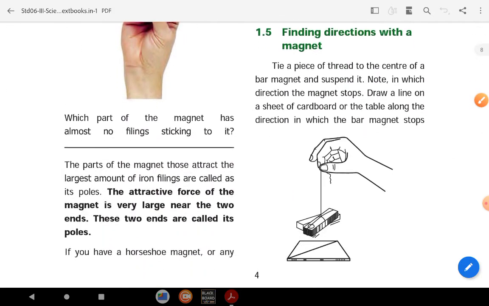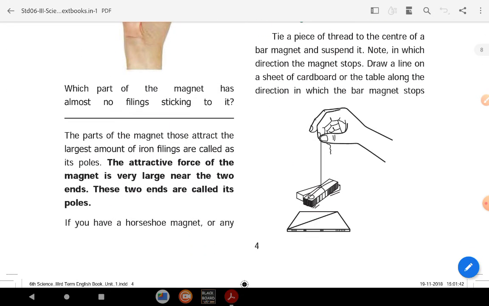So which part of the magnet has almost no filing sticking to it? In which part is the filing not sticking at all? You yourself know, the middle part. Okay, so let's go on. I'm going to go to this paragraph. The parts of the magnet that attract the largest amount of iron filings are called its poles. They are only called as poles.